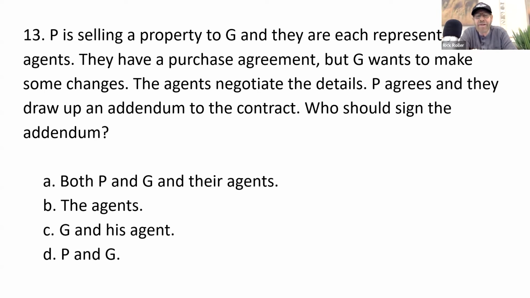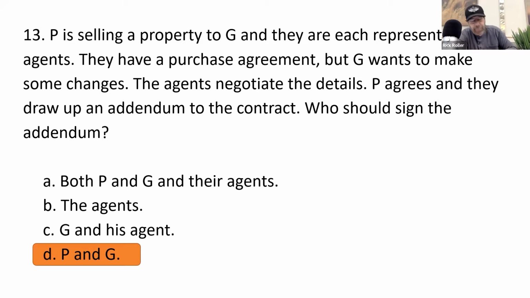And who needs to sign the addendum? Who signs a purchase contract? Well, P and G. But is it both P and G and their agents, or just the agents? G and his agent, or P and G? Obviously, guys, the answer is P and G. Agents don't sign purchase agreements. I mean, we do sign buyer's agreements and listing contracts, but not purchase agreements. Okay. So P and G.